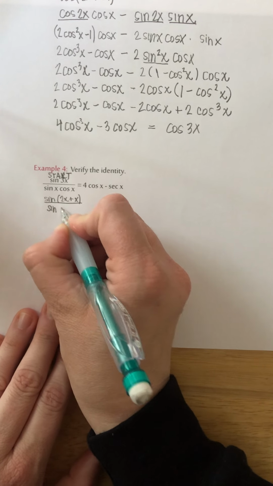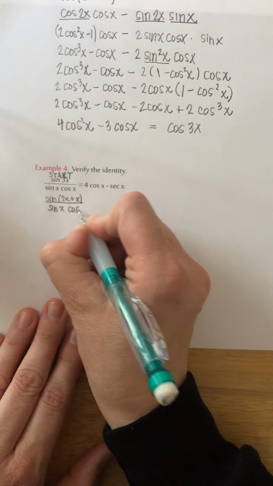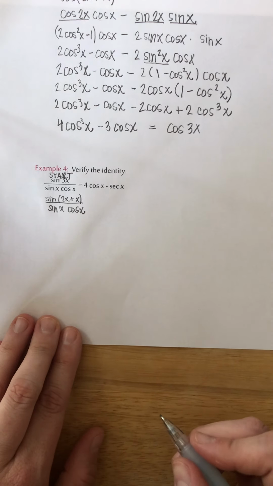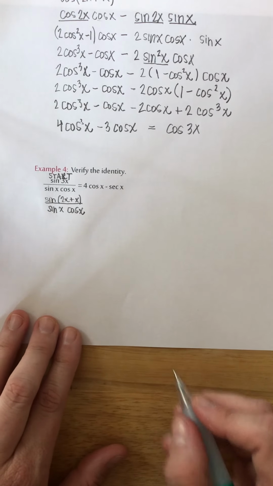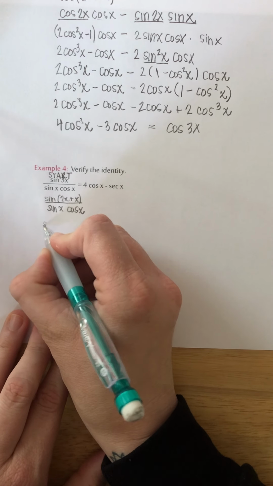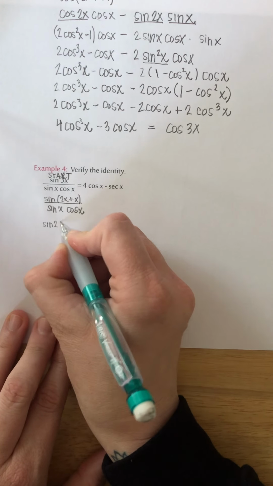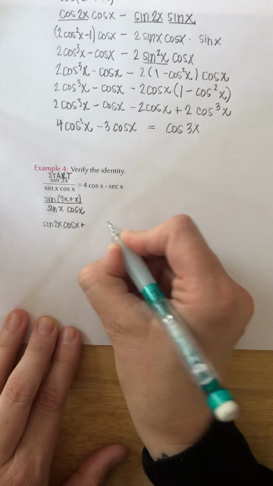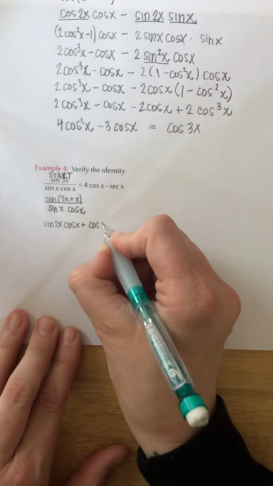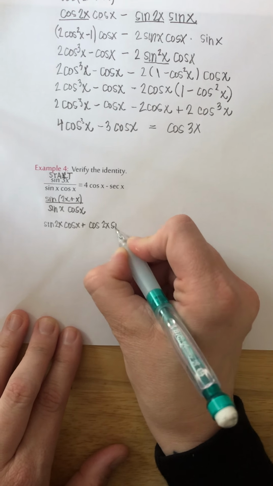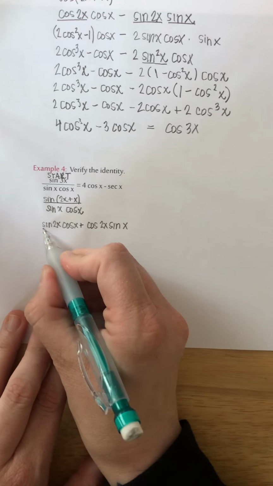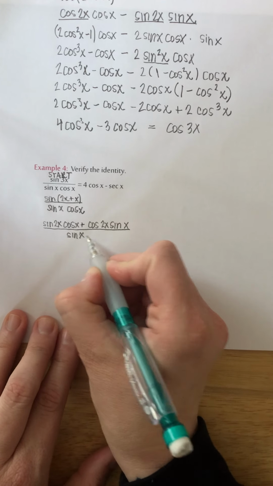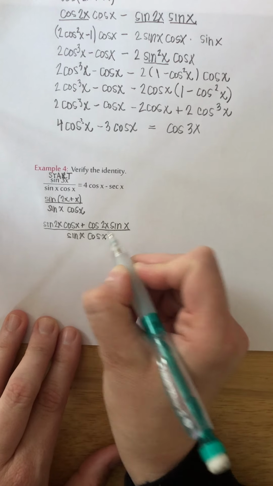I'm going to keep my denominator the same. All right, well, in that numerator, I'm going to be able to use the addition formula that we worked on the past couple of days of sine. So that's my numerator. And then all of that is over sine x cosine x.